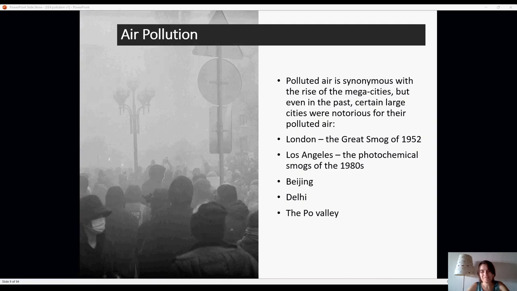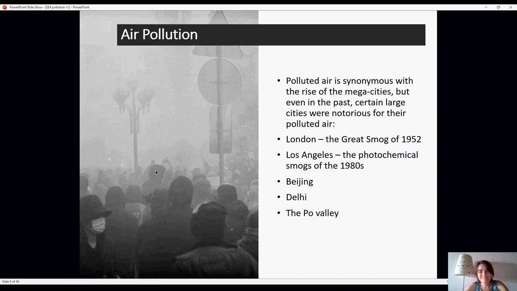1980s. But also today, Los Angeles was famous for its photochemical smogs, which used to plague the city on particularly sunny days. More recently, we've seen similar things in Beijing, Pechino, in Delhi. They have terrible, terrible trouble with polluted air, and the Po Valley, which is one of the most polluted areas from the point of view of air pollution in the whole of Europe. Agnes is looking rather surprised there, but it is. And there are reasons for this.